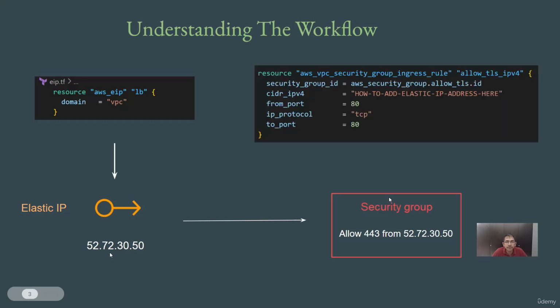Now the question that comes is how to add the elastic IP address here. For example, this specific resource block creates a security group in AWS. While creating the security group, there is a specific argument of CIDR IPv4 where you have to add the IPv4 block, which is the IPv4 associated with the elastic IP. So the question is, how can you add it over here in a way that it automatically gets computed after the elastic IP is created in AWS?